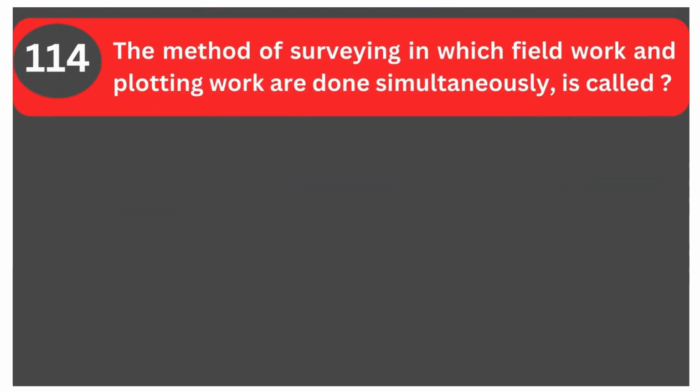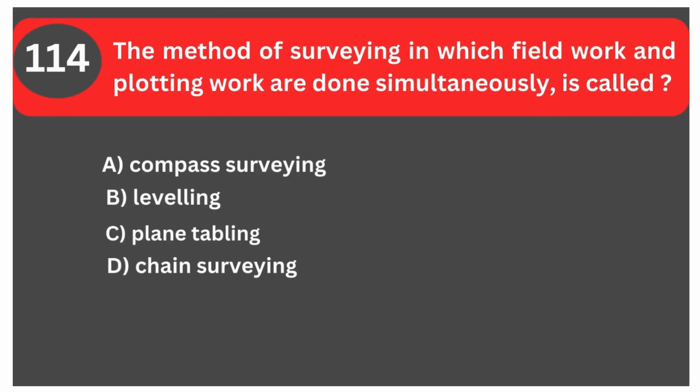The method of surveying in which field work and plotting work are done simultaneously is called. Options: A. Compass surveying. B. Leveling. C. Plane tabling. D. Chain surveying. Answer C. Plane tabling.